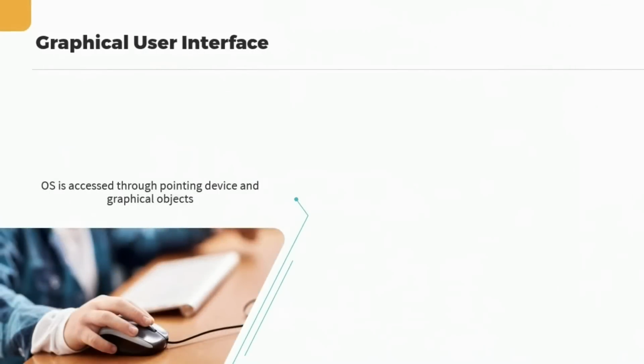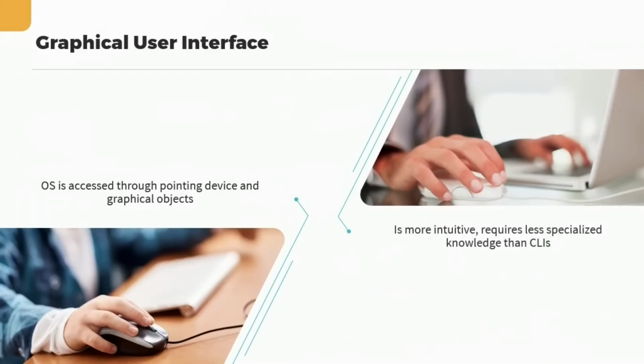By contrast, the graphical user interface provides us with the ability to interact with the operating system by using input devices such as a mouse and the use of graphical objects such as icons, buttons, and menus to carry out our operations. GUIs are often far more intuitive to most users, and they require less specialized knowledge than CLIs. So for most of us, this is the environment of choice.